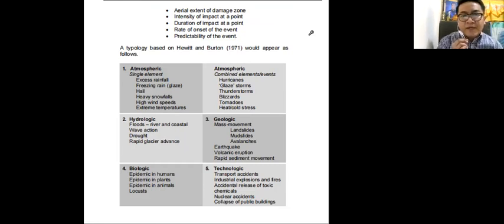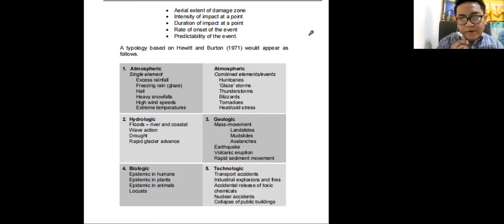Okay po? When you hear atmospheric, it's a single element. Ito po yung mga sample niya. Nakita po natin sa illustration: excess rainfall, freezing rain, hail, heavy snowfalls, high wind speed, extreme temperatures. Pag combined element naman po, ito yung mga hurricanes, blaze storm, thunderstorm, blizzard, tornadoes, or heat and cold stress. Hydrologic, ito po yung floods, river and coastal, wave action, drought, tagtiyot, rapid glacier advance. Geologic po, ito yung tinatawag natin landslide, mudslide, avalanche, earthquake, volcanic eruption, rapid sediment movement.